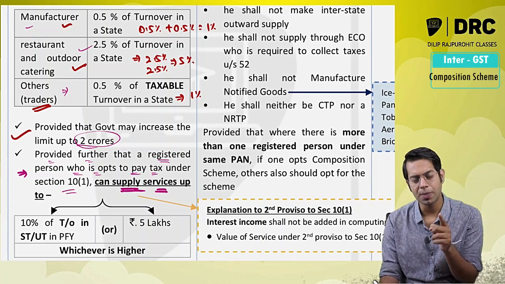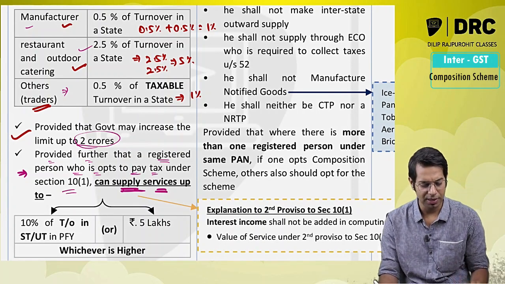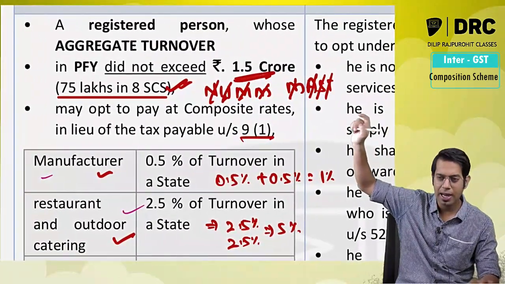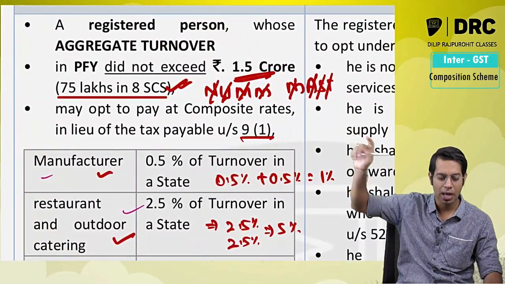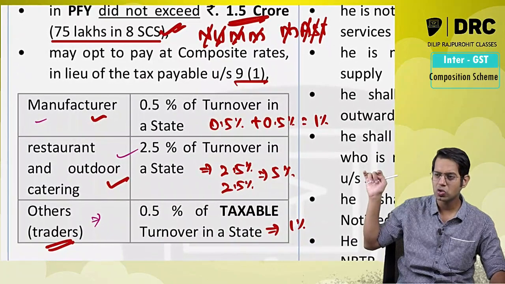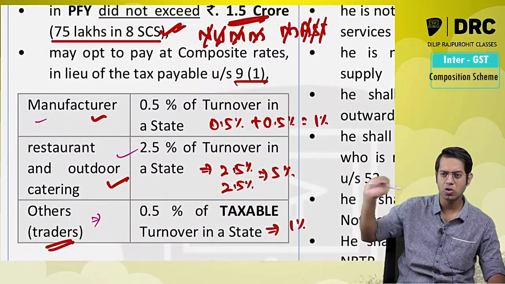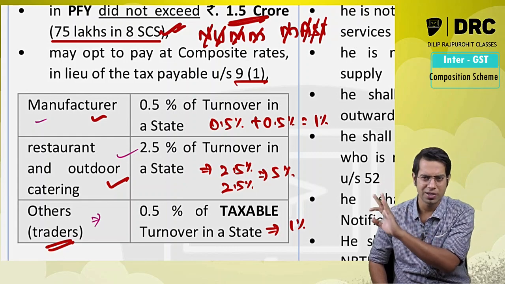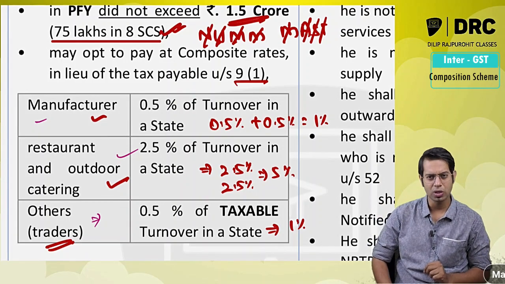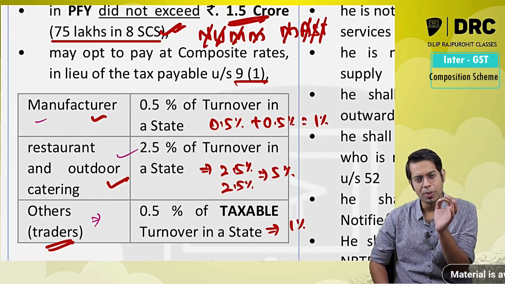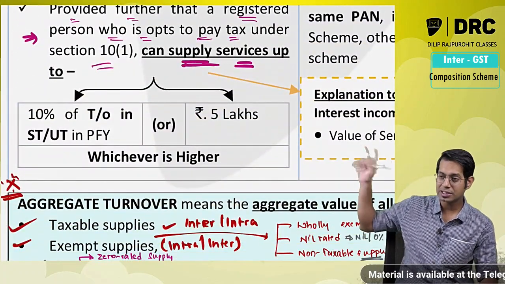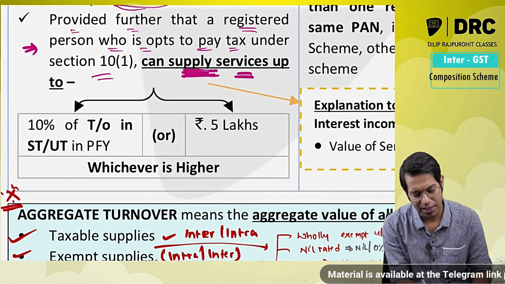I will allow you to supply services only up to some limit, meaning, please note, you should first be eligible to become a composition dealer under section 10 subsection 1, meaning either you should be a manufacturer, or a restaurant service provider, or a dealer of goods. So following that 1.5 crores turnover and 75 lakhs turnover limit, etc., you should comply. If you are eligible to become a composition dealer as per section 10 subsection 1, then only this service provision will apply. Then you can supply services.